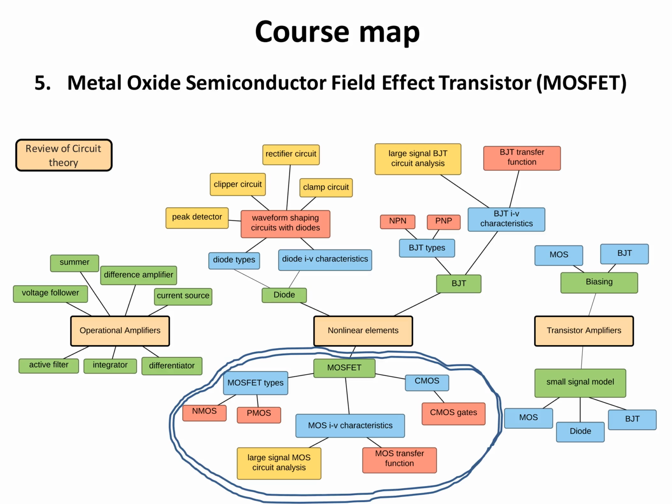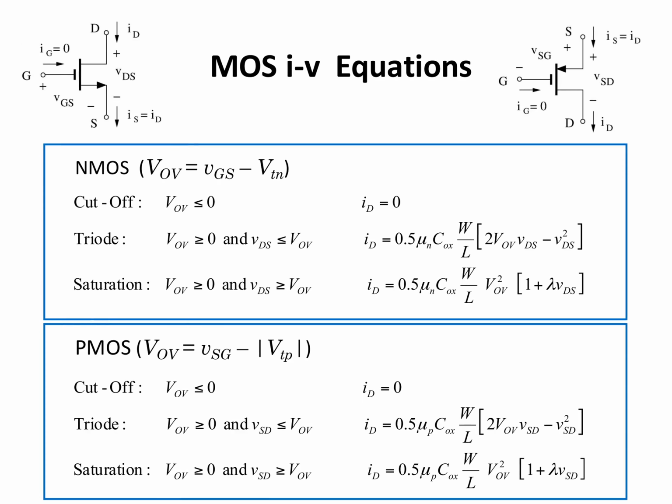Hello everyone, we are continuing the topic of MOSFETs. We are going to look at their IV characteristic equation and solve MOSFET circuits. So we saw two types of MOSFET transistors.